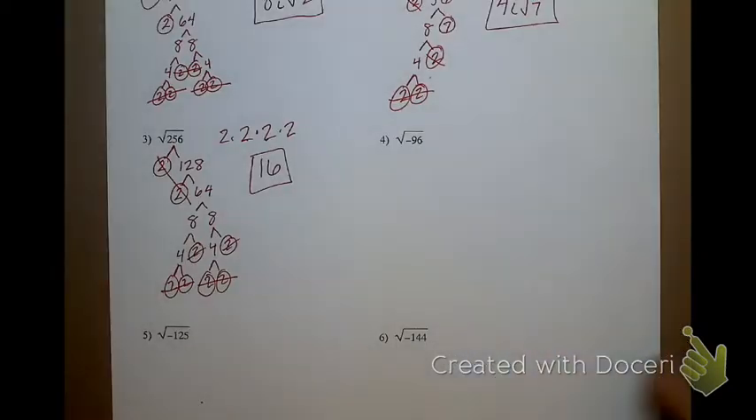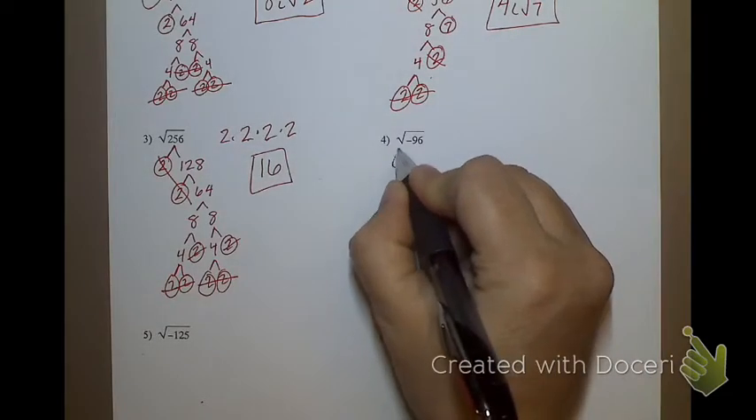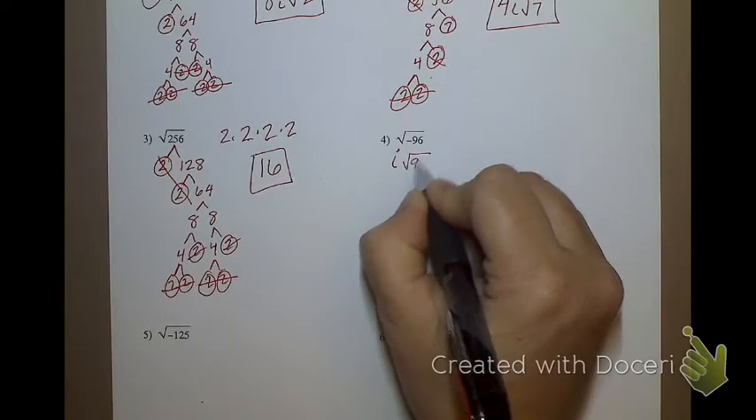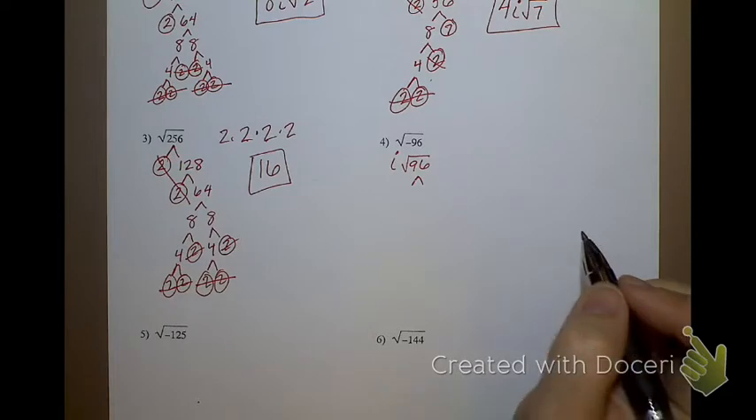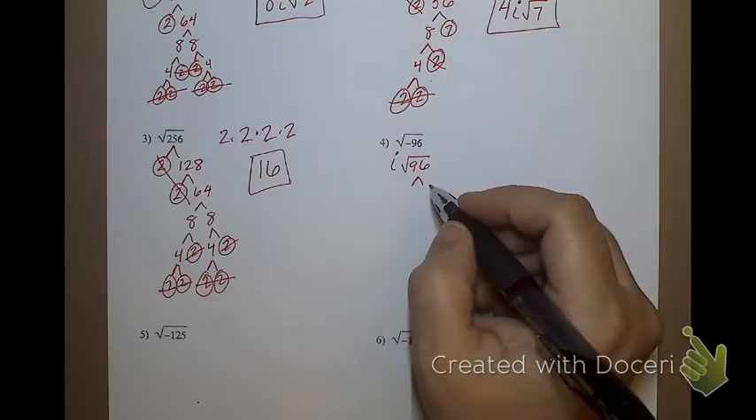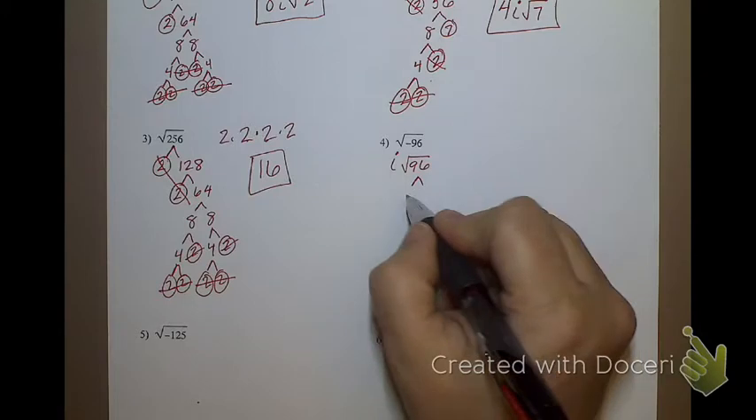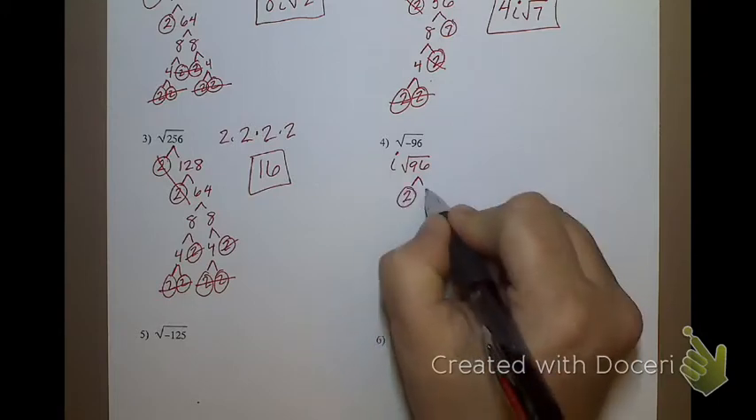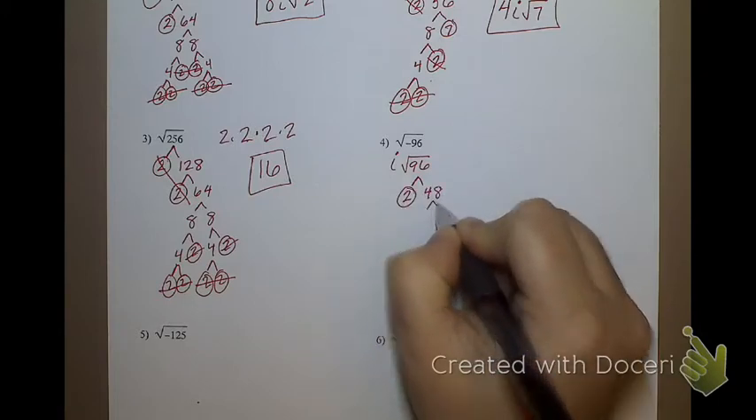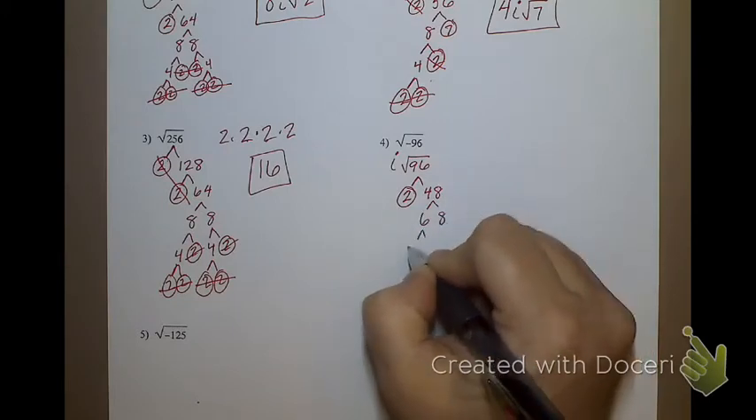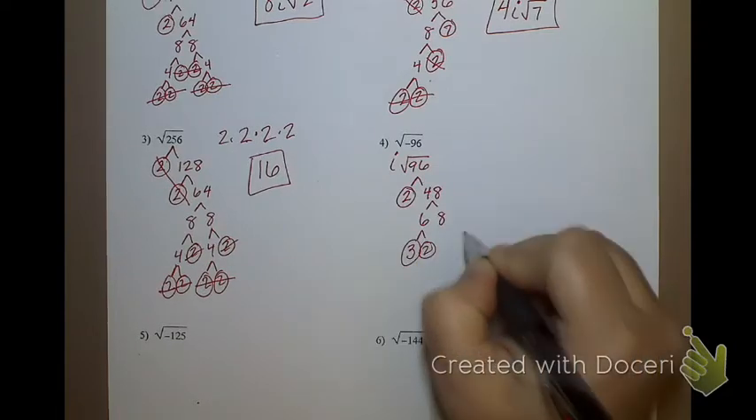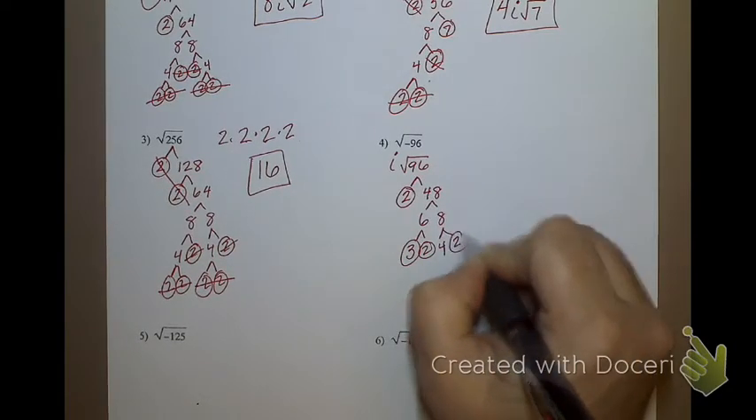All right, let's try number 4. What do I need to do first? Take out the I. It sounds kind of morbid, doesn't it? Which one, left or right? The middle one. Okay. Ooh, that's even weirder. All right, 96. 2 and what? 48. 48 is 6 and 8, right? 3 and 2. 4 and 2.